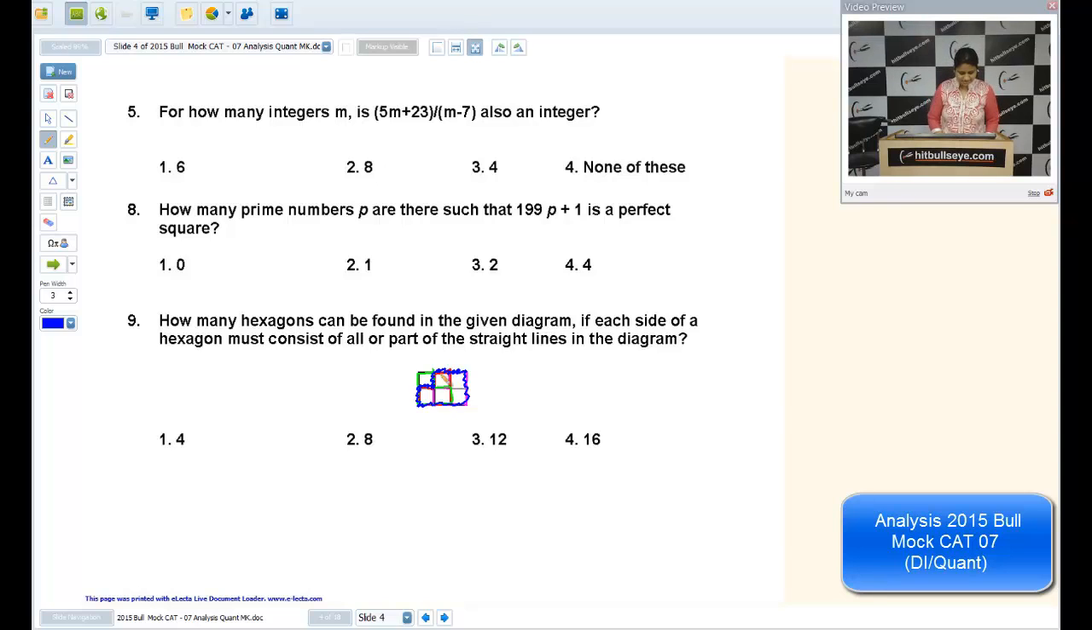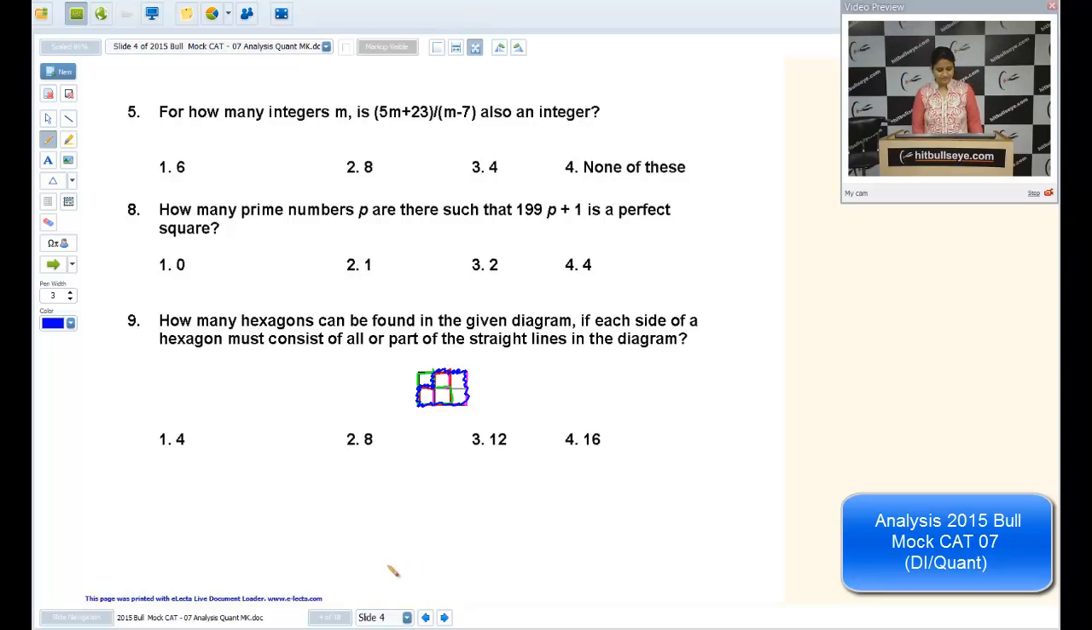Yeah, any problem in this now? Hexagon, Neha, you understand hexagon? Any polygon with 6 sides, any closed figure. Hexagon is a 6-sided figure. Okay, still any problem on this page?